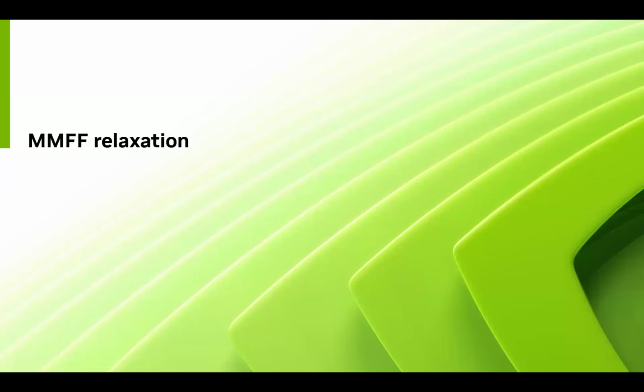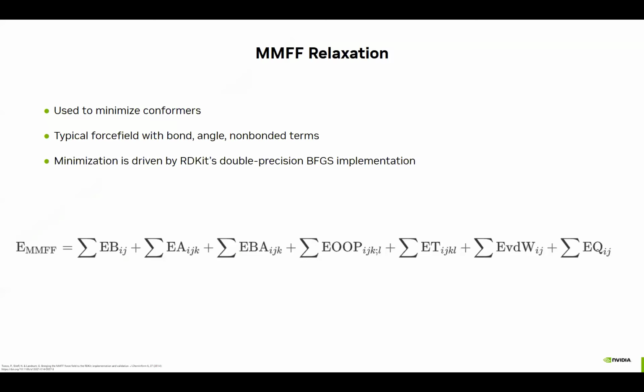Okay, the second topic is MMFF relaxation. MMFF is a force field that's shipped with the RDKit. I think it was implemented by Paolo. It's a typical MD-like force field. There are terms for bonds, angles, non-bonded, torsions. The minimization is driven by RDKit's in-house BFGS implementation in double precision, and that's what we ported to the GPU.